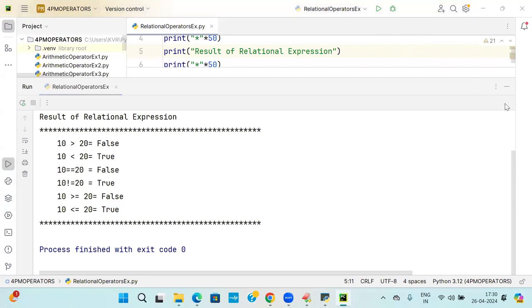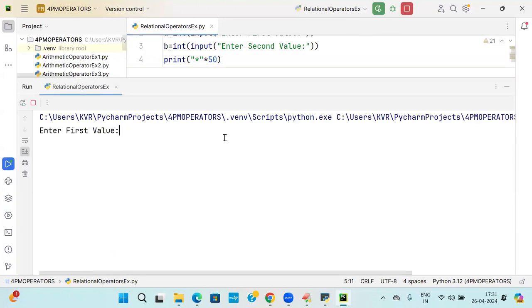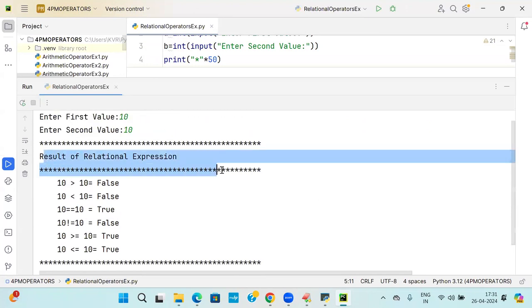Last and final running. I'll say final running here. Take care. Now I'm going to take up 10 and 10. It is false. It is true. 10 not equal to 10 false. 10 greater than or equal to 10 true. 10 less than or equal to 10 is called what? True.